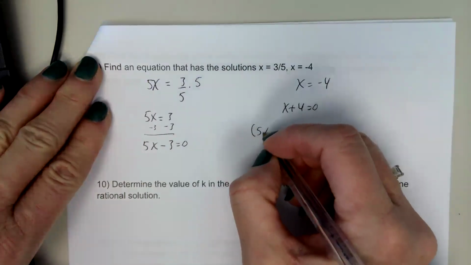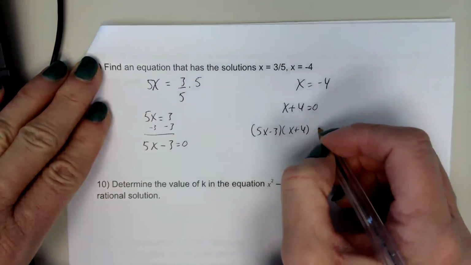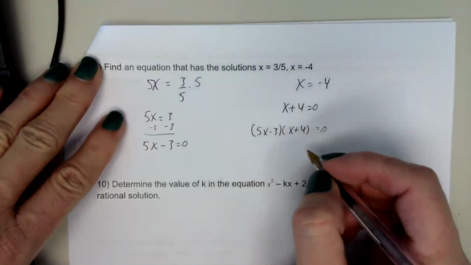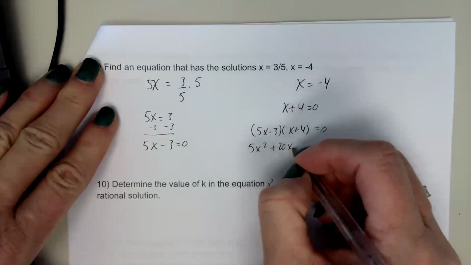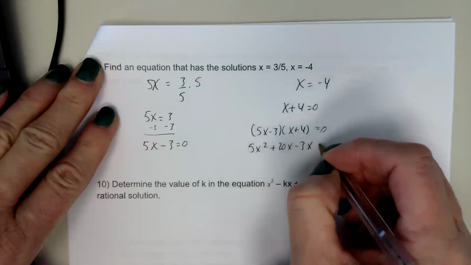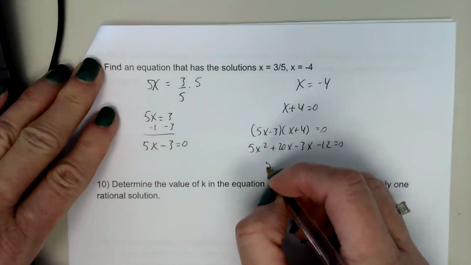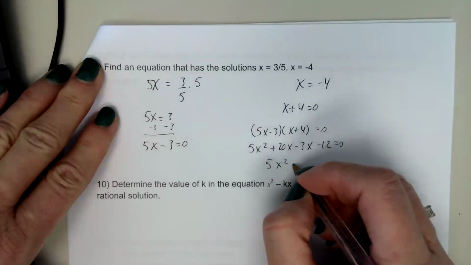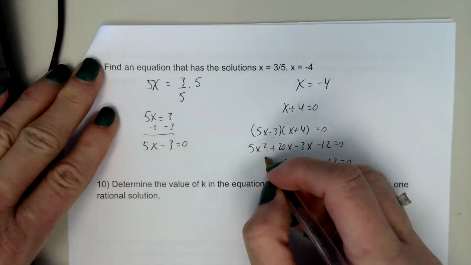Then when we multiply the binomials together, we can get the original quadratic. So we'll have 5x squared plus 20x minus 3x minus 12 equals 0. And then we end up with 5x squared plus 17x minus 12 equals 0.